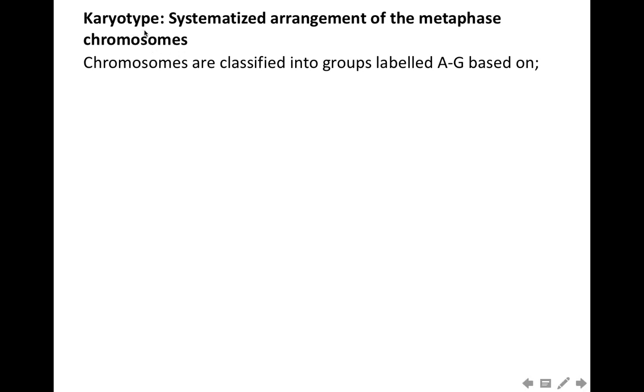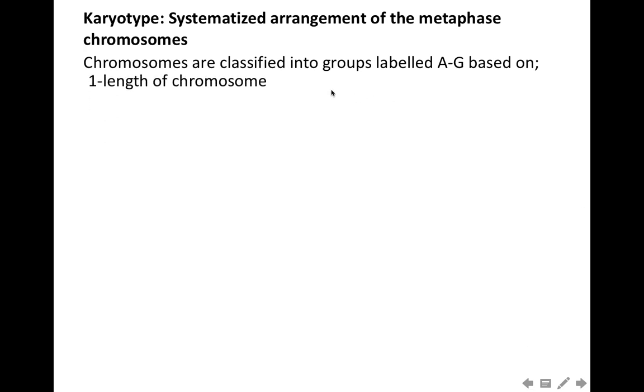So the karyotype is defined as systematized arrangement of the metaphase chromosome. The picture that we have just seen of metaphase G-banded chromosomes will then be arranged systematically in order to produce the karyotype. And the chromosomes will be arranged in groups from A to G. According to what is this arrangement? It depends on 3 things.